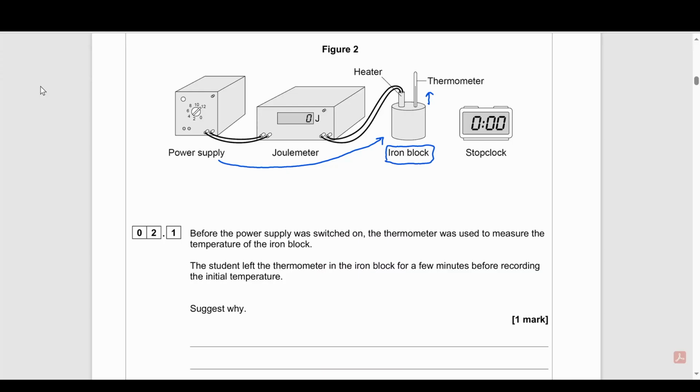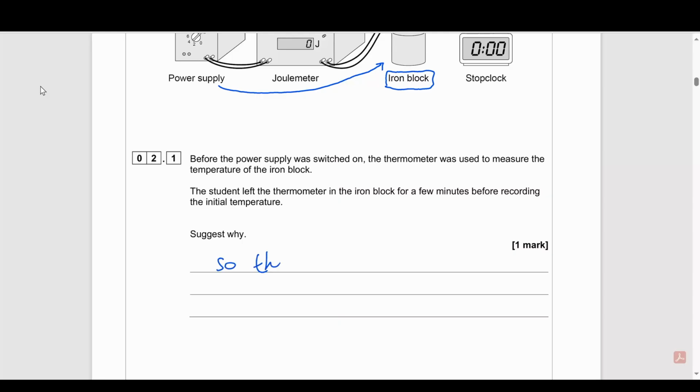So what that means then is that the thermometer would need placing in the iron block so that it can reach the temperature of the iron block first. Now that's important because you're going to be measuring the temperature change over the experiment. So you don't want the starting temperature to be the temperature of the room, you want the starting temperature to be the temperature of the block. So the reason is, so the thermometer can reach the temperature of the iron block.